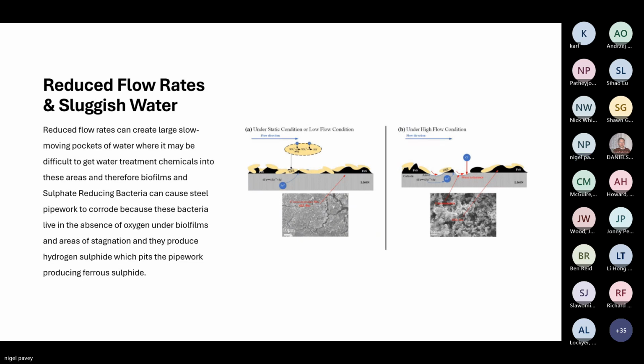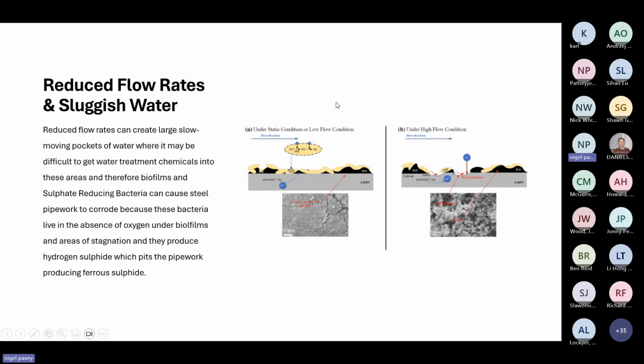Okay, so water travels down a pipe, and if you're going low carbon design, the flow rates can be pretty low, and the water can become pretty sluggish. What I mean by sluggish, the water velocity can be low. This impacts a number of things. So reduced flow rates, and this is all associated with low carbon design, can create slow moving pockets of water where it may be difficult to get water treatment into these areas, and therefore biofilms and sulfate reducing bacteria can cause corrosion issues.